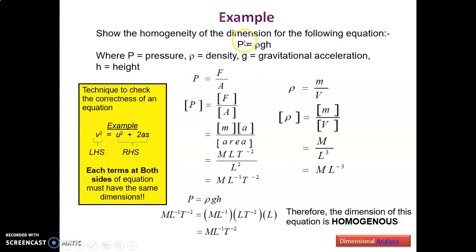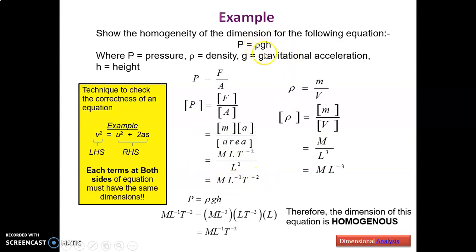As for the first step, you have to state the dimension on the left hand side of the equation. On the left hand side, we have pressure, which is given by the formula force divided by area. Force is mass multiplied with acceleration. Alright, so dimension for mass is M, dimension for acceleration is L per T square, and dimension of area is L square. Therefore, the dimension for pressure is M per L per T square.